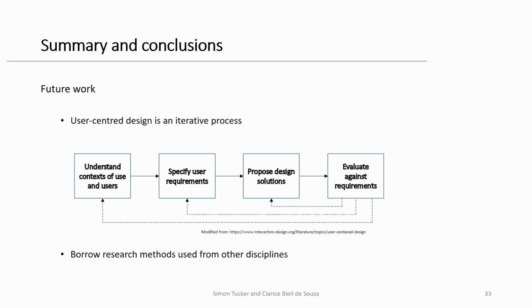Understanding the context of the use and the users, leading to a specification of user requirements, leading to proposed design solutions, leading to an evaluation made against those requirements. And as the diagram indicates, following the results from the evaluation, this iterative process can be entered at any stage. For example, re-understanding the context or redefining the context of use, re-understanding the user or finding out more about the user, re-specifying the requirements through talking to users.